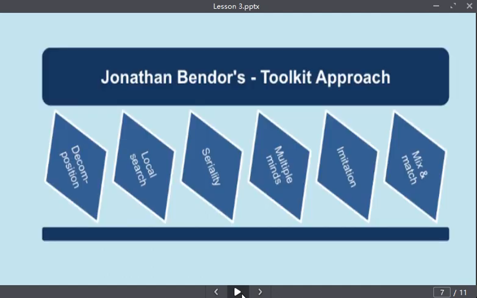Now, we will talk about Jonathan Bentor's toolkit approach. So, Jonathan Bentor is a graduate of Stanford University, and he developed a toolkit approach using some core heuristics. So, it is a very loose way of using a set of heuristics to solve a problem. So, the idea is that problem solvers mix and match the cognitive shortcuts to discover their solution.